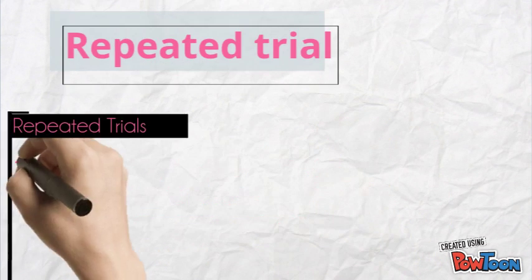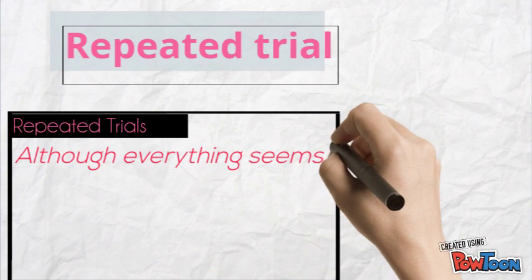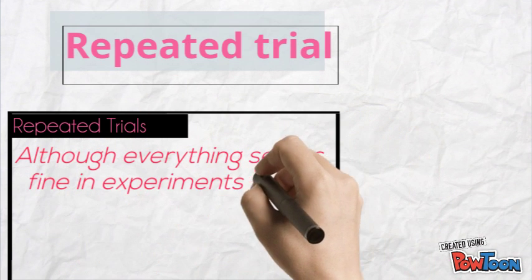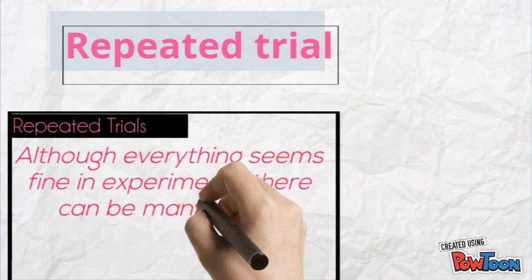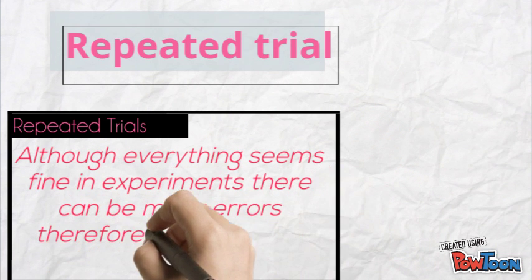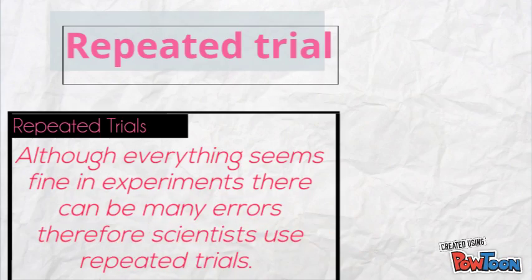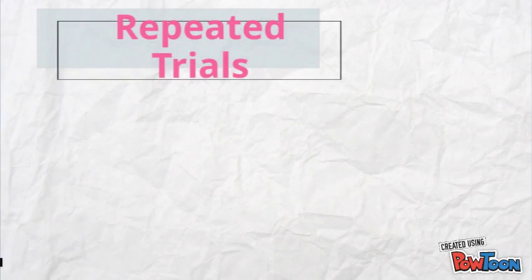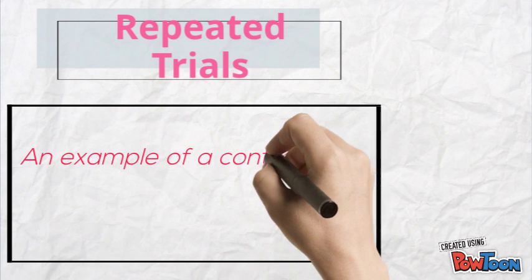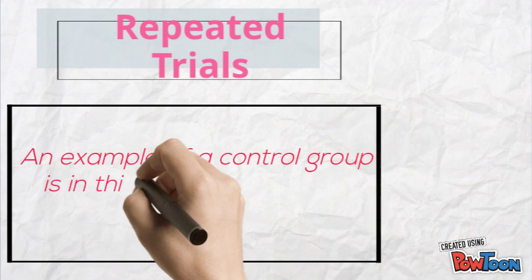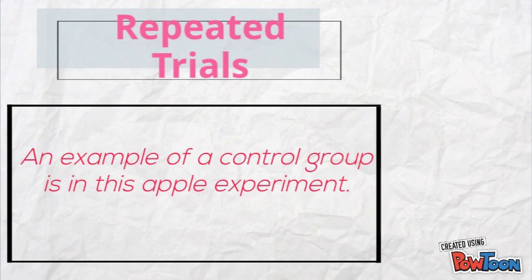Although everything seems fine in an experiment, there can be many errors, therefore scientists use repeat trials. The concept of repeat trials is that you need to see that your result is accurate. An example of repeat trials is the apples experiment. You cut some apples and have some leftovers, so you put them in the fridge. The next day you want some more apples, but they're yellow and brown, so you do some trials to make them not brown and yellow.